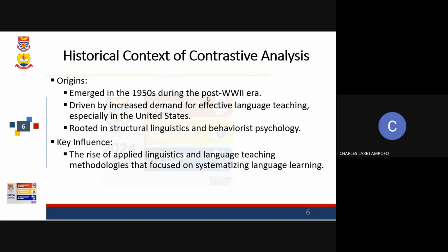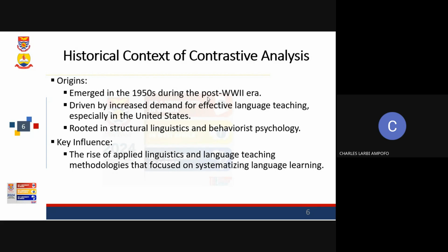Please, I didn't hear the reason. The teaching of the L2 was on the rise in the 1950s, which led to contrastive analysis. Yes, I heard the reason being the teaching of the language on the rise, but what led to that? What led to the teaching of the language at that time?